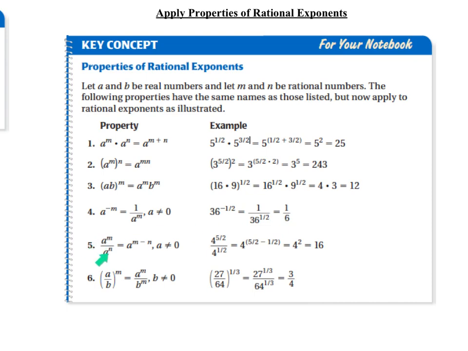Quotient rule, if you divide the same base, you're going to subtract your exponents. So 4 to the 5/2 divided by 4 to the 1/2. Well, 5/2 take away 1/2 gives you 4/2, which is 2. So 4 squared is 16.